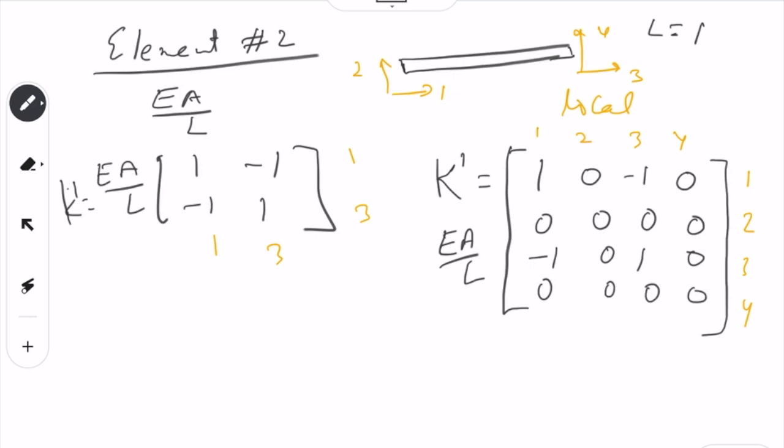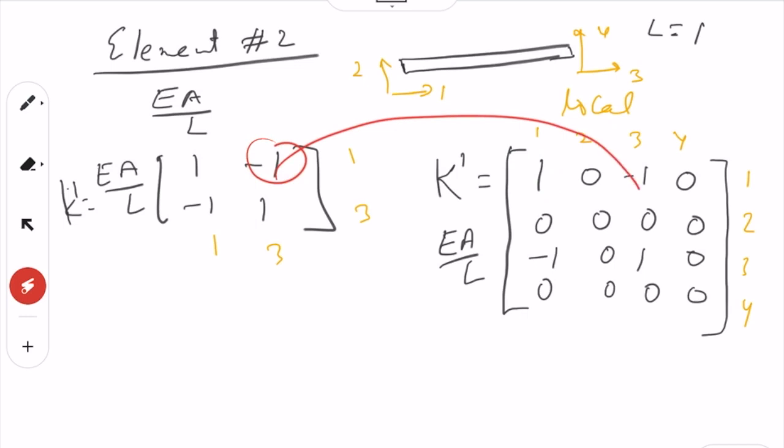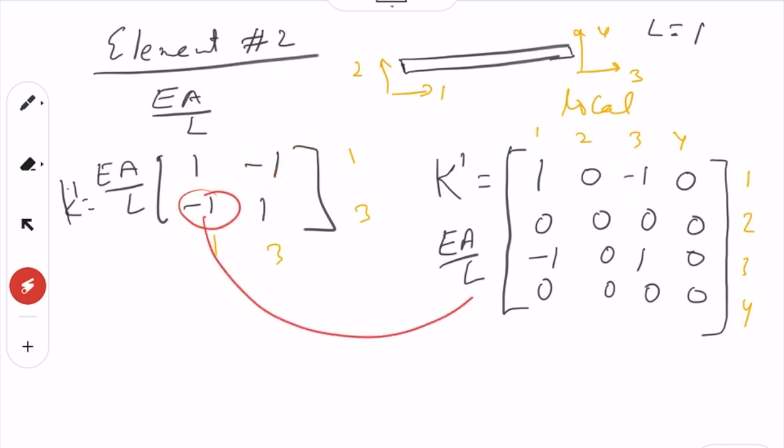This we also had yesterday, but still I am repeating, we have 1 and 3 and 1 and 3, hence we will write at 1 and 3 locations. So we have this 1 minus 1 minus 1 1. So this 1 will go here, this minus 1 will go here, this minus 1 will go here, this 1 will go here. That is what we are doing.